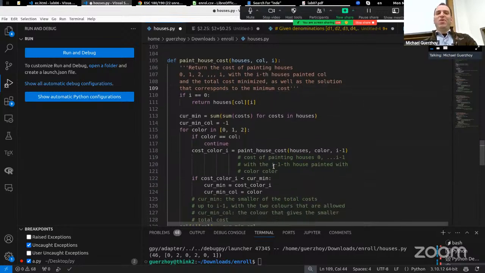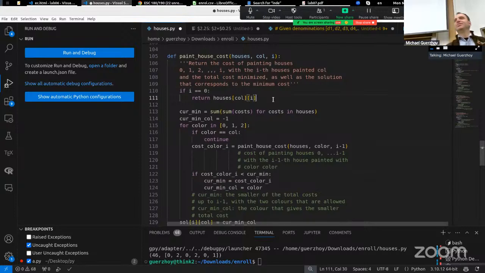Okay. So base case. If I'm returning houses at COL at I, so if I is equal to 0, I'm returning houses at COL at I. Why is that? Because if I want to decide what it costs to paint house number 0 with COL and everything to the left optimally, that's just the cost of painting the house COL. Sorry, let me stop. Is everyone with me about what the problem is in general with the houses, or should I repeat that? Who wants me to repeat that? Okay. You should have asked before.